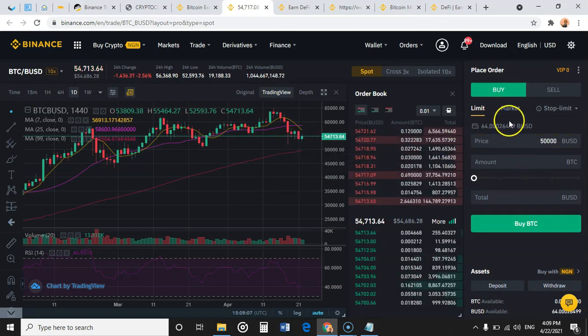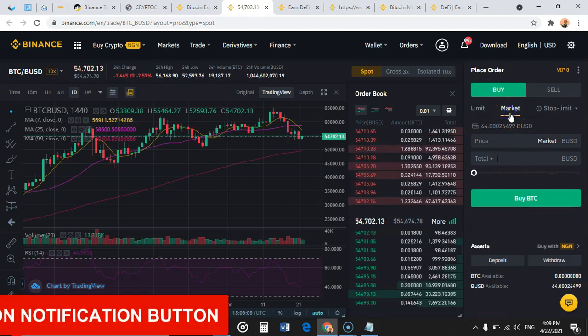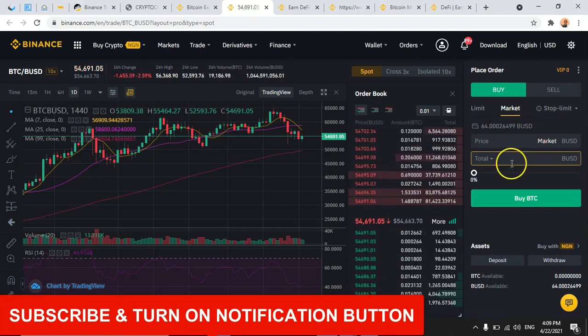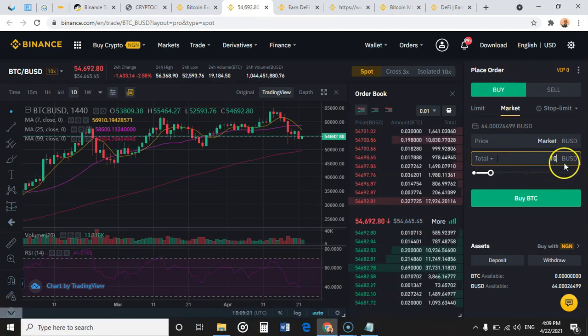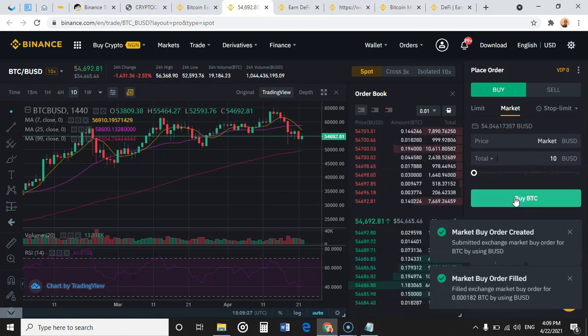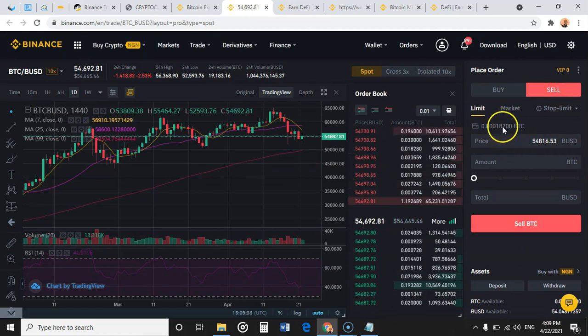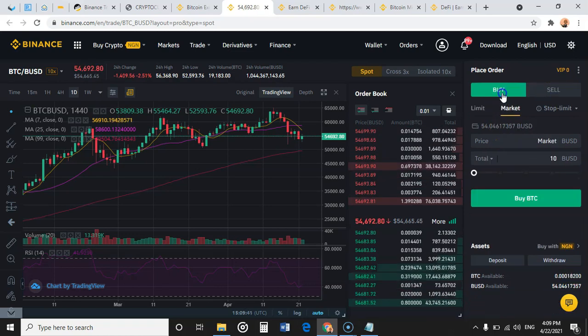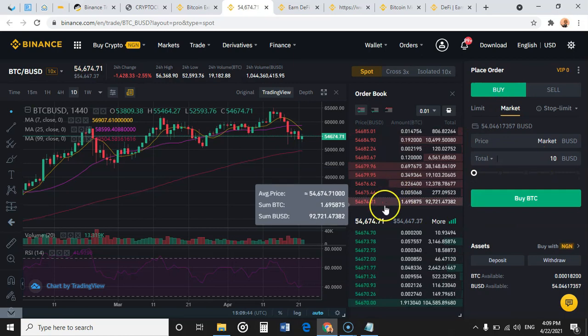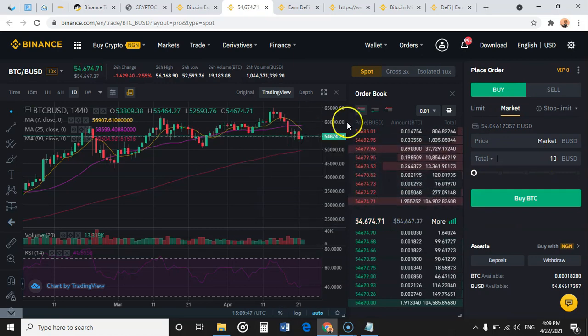Now there's a market price. The market means that you don't care how much the Bitcoin costs at the moment. You just want to buy it. You can just come here, 10 USD, and it's a buy at the current market price. When you click on buy BTC, immediately the order is filled automatically. By the time you come here to sell BTC, you can see we've been able to buy a certain amount of BTC. That is for the market price. You are buying at the current market price that you are seeing here.